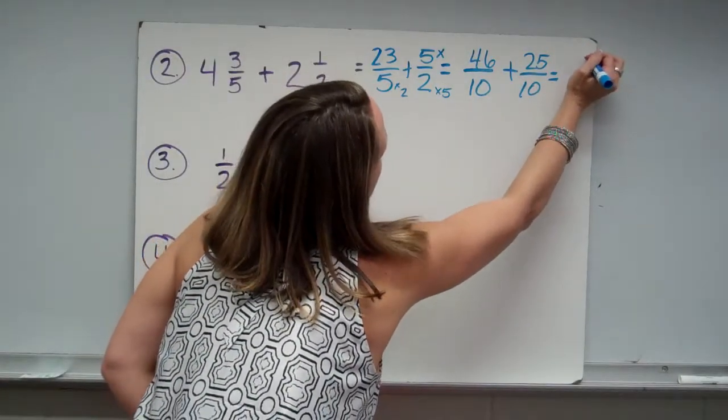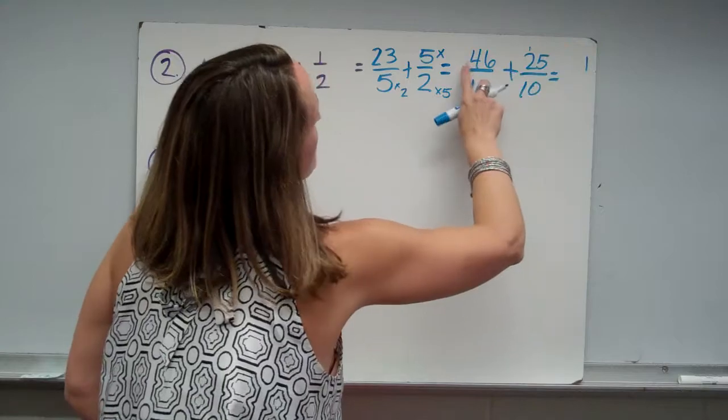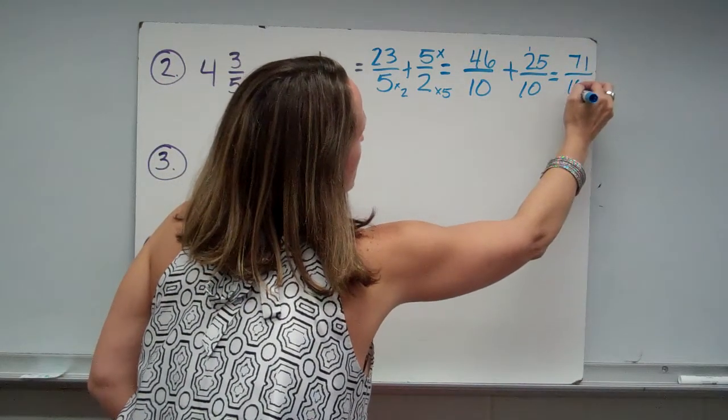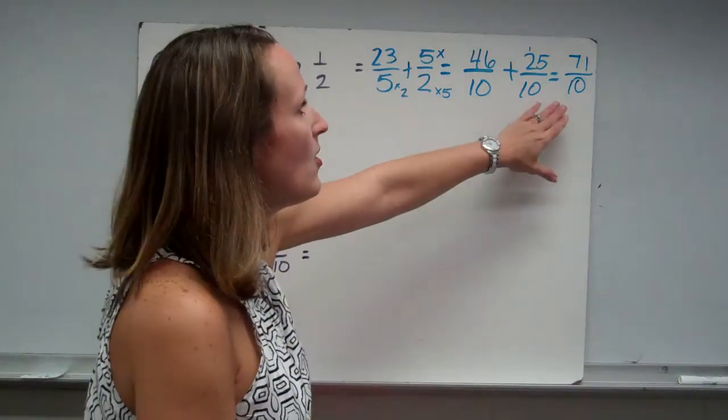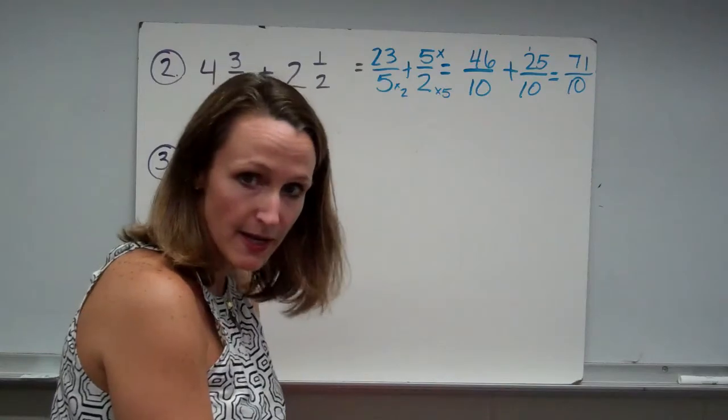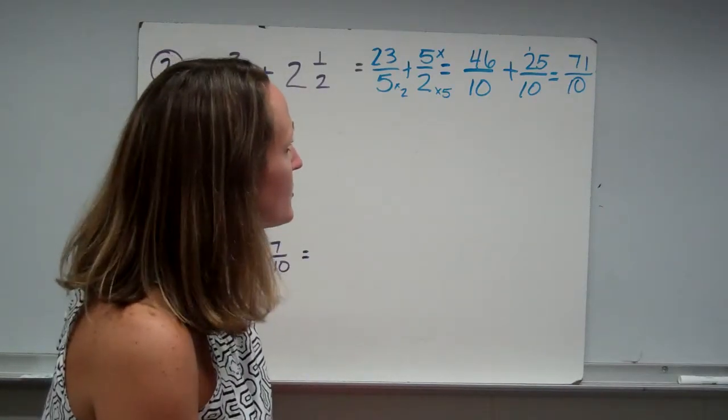Okay, so 46 plus 25. 6 plus 5 gives me 11. Carry the 1. 71 over 10. Now I need to simplify. I have a big improper fraction, so I know my answer is going to come out to be a mixed number.